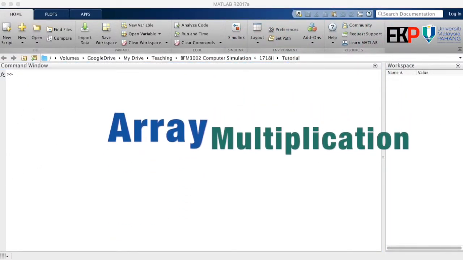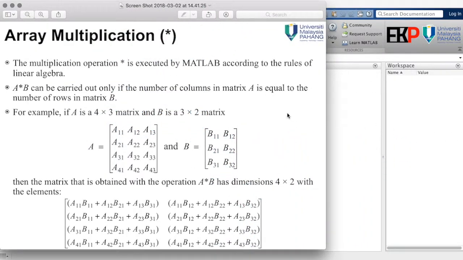Now let's take a look at matrix multiplication. Multiplication of matrices is executed by the rules of linear algebra in MATLAB. So let's say we have a 4 by 3 matrix A and a 3 by 2 matrix B. According to the rules of linear algebra, a 4 by 3 matrix multiplied with a 3 by 2 matrix will give you a 4 by 2 matrix. So the inner dimensions must agree. For example, here is 4 by 3 and 3 by 2. So this 3 agrees, and you will get 4 by 2.